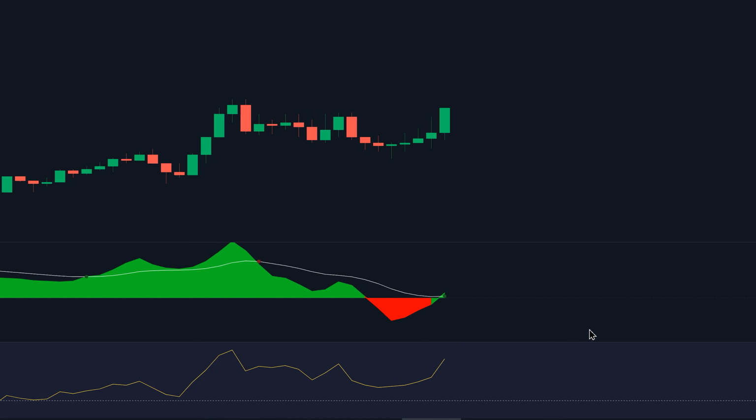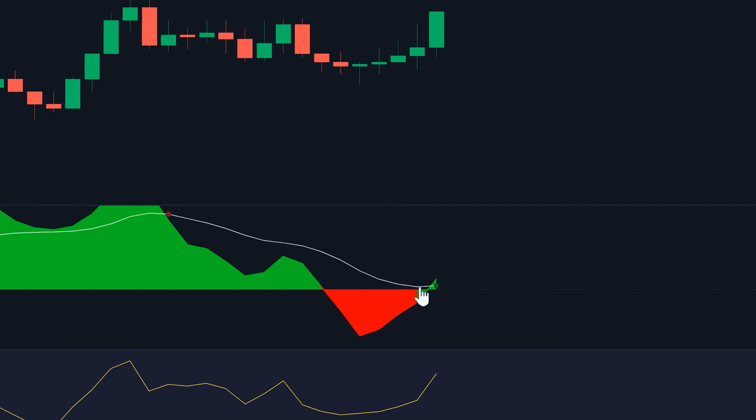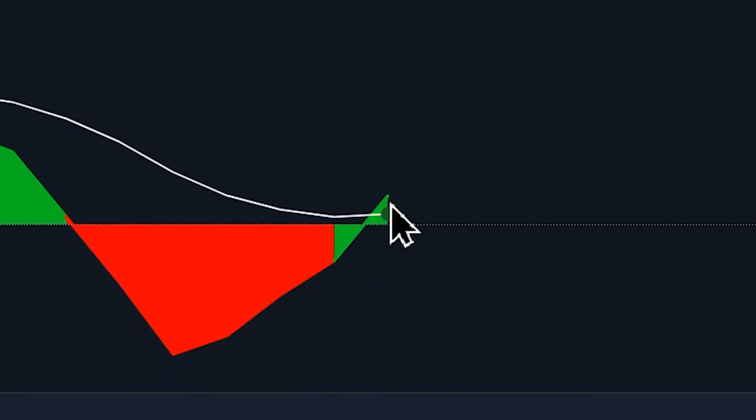Now, immediately it changes color back to green, we need the white signal line to enter into the histogram. To be sure that it actually entered the histogram, we're going to be looking for this dark green dot to be printed. Then lastly, to confirm that there is significant bullish volume for us to take this trade, we need the white signal line to be above the middle line.